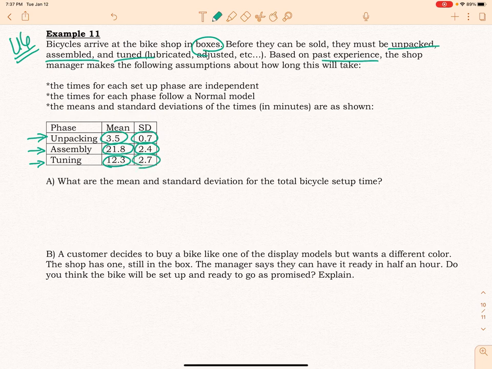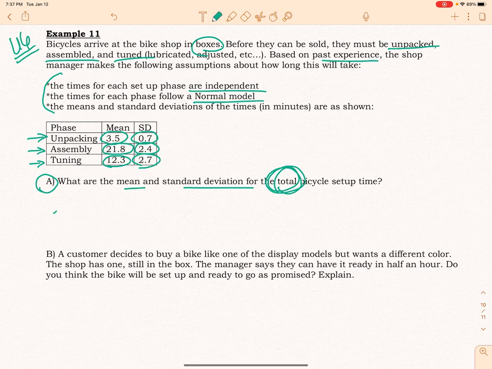Please notice that you are given information up here. The times for each setup are independent, and the times for each phase follow a normal model. Just as you can transform one normal model and it becomes another normal model, the same thing occurs when we are looking at a combination. If you're combining normal models, you're going to get a normal model. So for part A, what are the mean and standard deviation for the total bicycle setup?